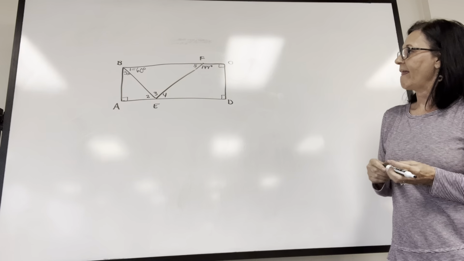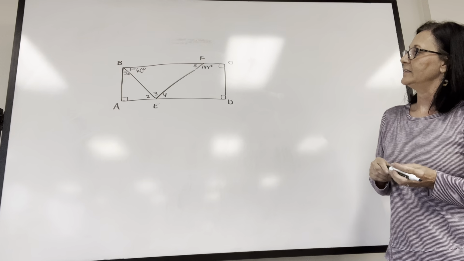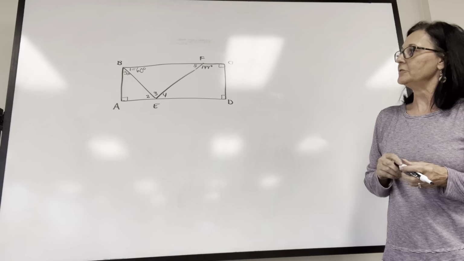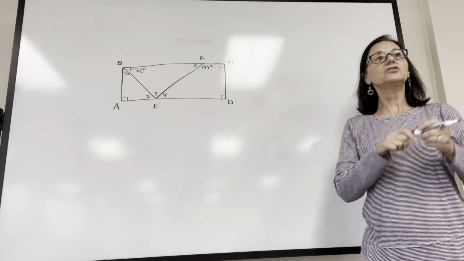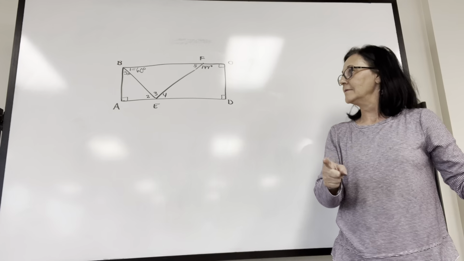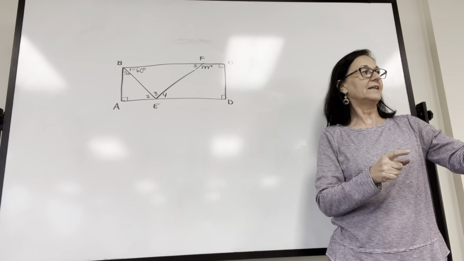So we can know the measures of 2, 3, and 4. So 2 is going to equal 60. How do you know 2 is equal to 60? Because 90 plus 30 equals 120. Okay, how else do you know that 2 equals 60, Elliot?